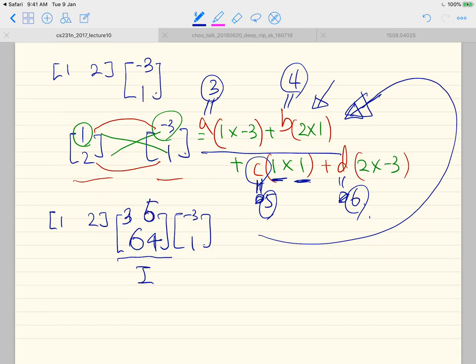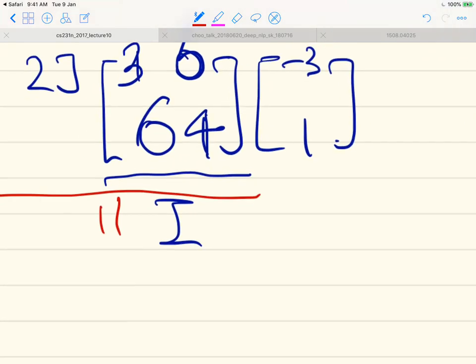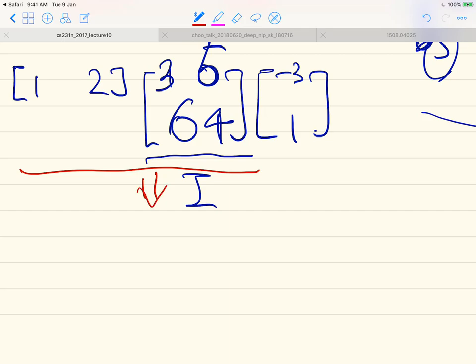Okay. So in this case, yeah, if you just evaluate them, let me do this evaluation explicitly. 3 times 1 plus 6 times 2.